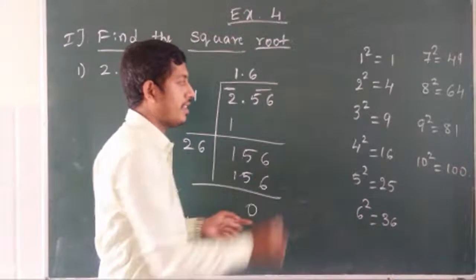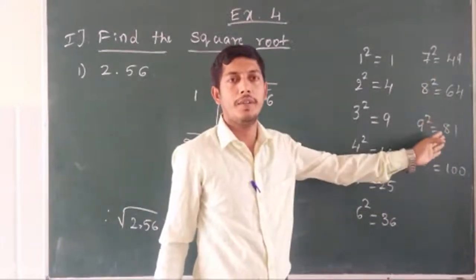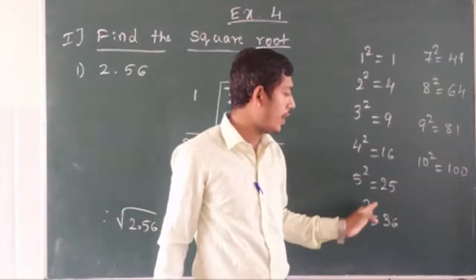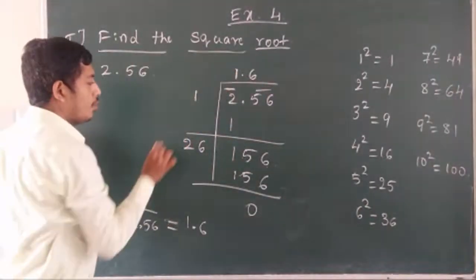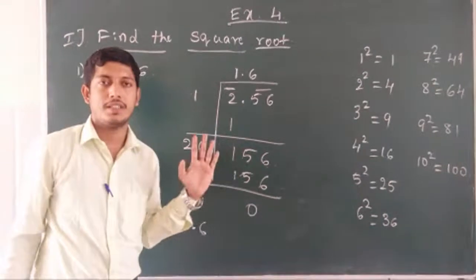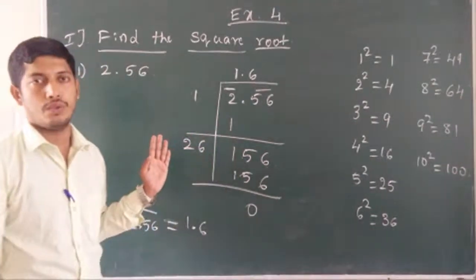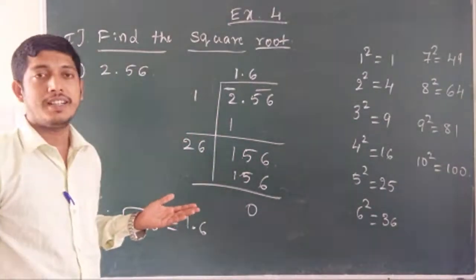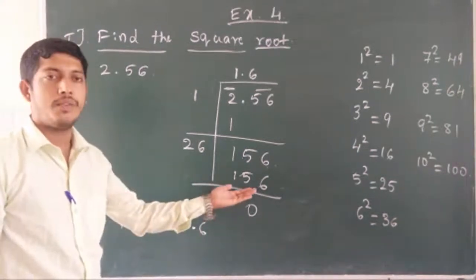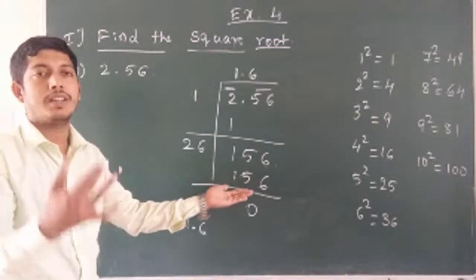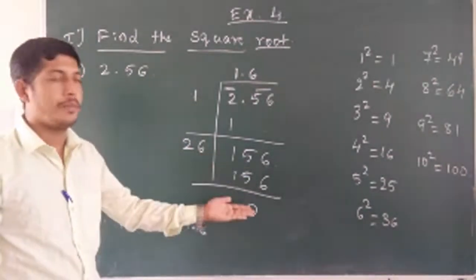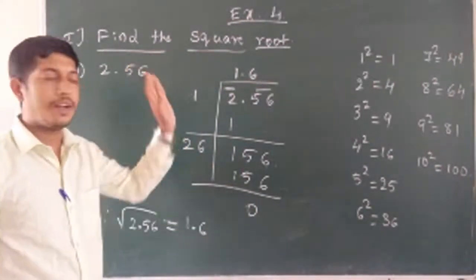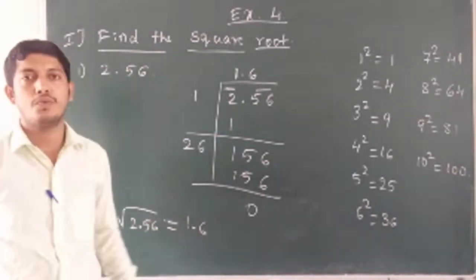The last term is 6. In which case are we getting the end digit as 6? One is 4 square and the other is 6 square. Then we take 1 plus 1, 2. Then we first take 24 into 4. It gives the value 96, so that is not our required value. Then we consider 6. 26 into 6 gives 156 and the remainder is 0. Here we have to put 6. Therefore, the square root of 2.56 is 1.6.